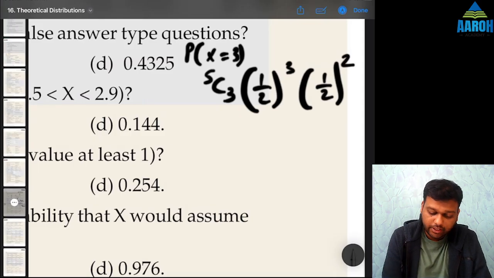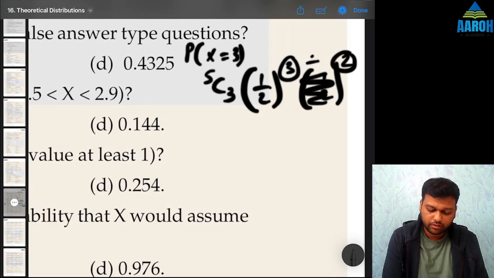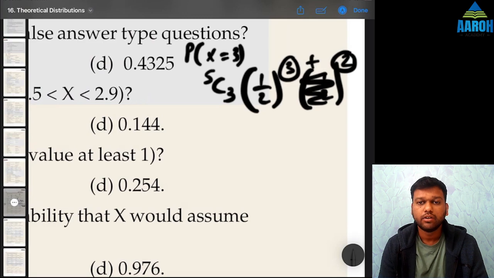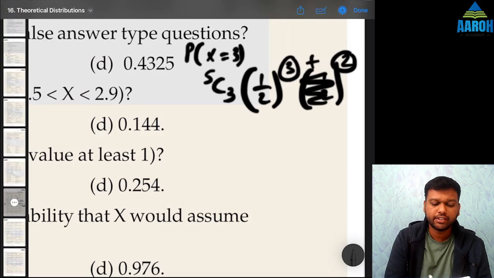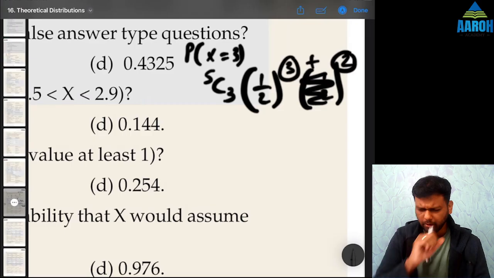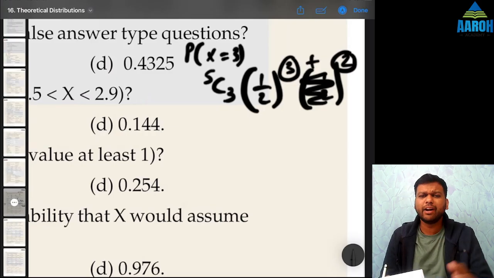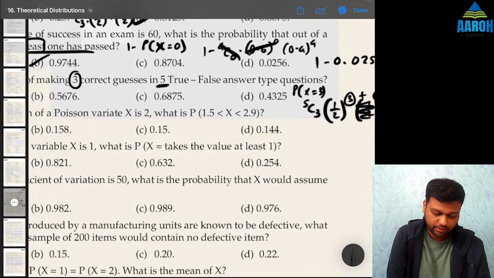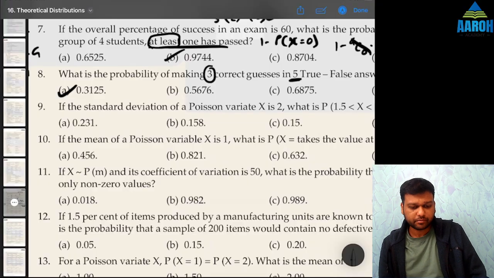Okay, so you can just add 3 plus 2 is 5, right? So half raised to 5, so 0.5 into, and then 4 times equal to sign, 1 2 3 4, that is going to be 0.03125, and 5C3 is what? 5 into 4 divided by 2, that is 10. So 10 into 0.03125 is this, option A, 0.3125.